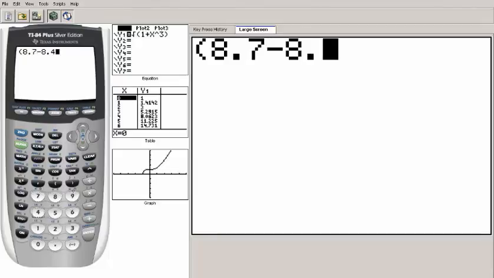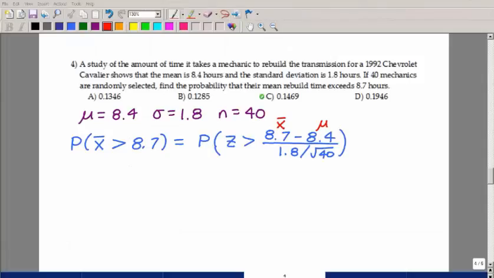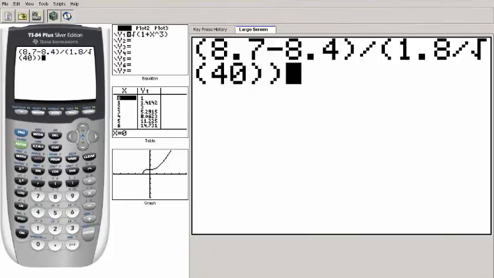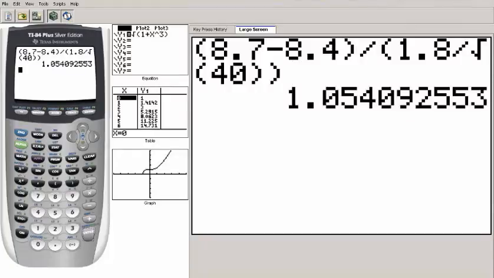We're going to say 8.7 minus 8.4 divided by, start parentheses, standard deviation is 1.8. Now, I certainly will have to put the radical in there because the square root of 40 is not a nice integer number. So we have the mean subtracted, the standard deviation divided by the square root of n. Very important. So it looks like about 1.05. So I'm going to use that as my z.